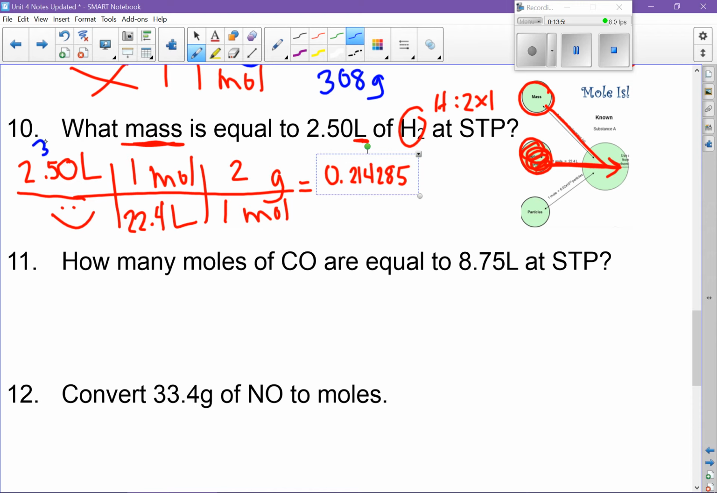This has 3 sig figs. The third sig fig here, remember that 0 does not count as significant. So the third sig fig is at the 4. So it's 214. And because we were looking for mass, the unit is grams.